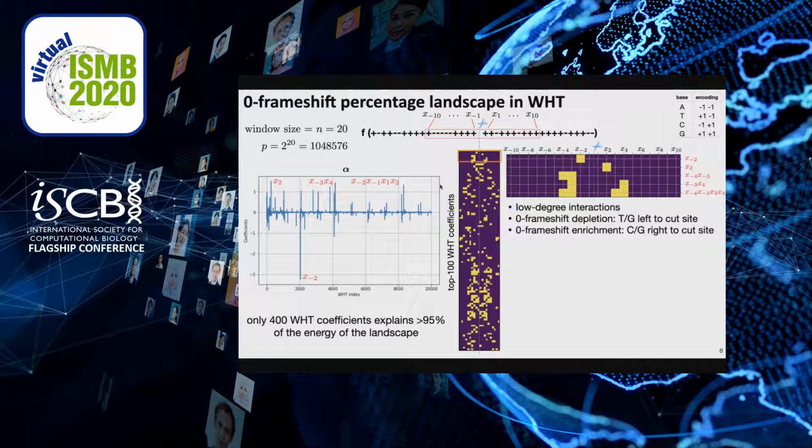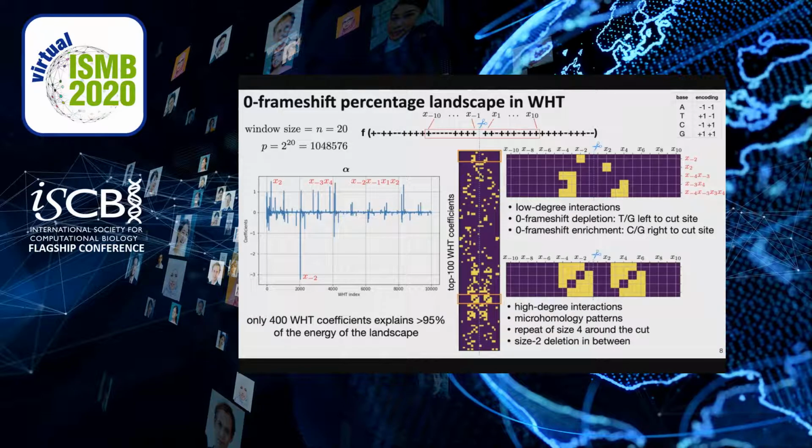So overall, you can see that most of the coefficients in this table are centered around the cut site. So the interactions are right around the cut site. Now, if you zoom into the other block, the 4 monomials here reveal higher order interactions that try to capture microhomologies, which are repeats of length 4 around the cut with 2 base pairs in between.